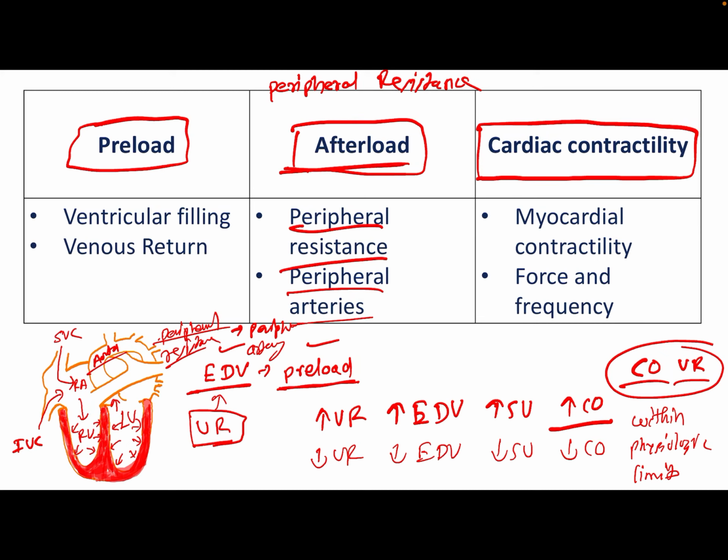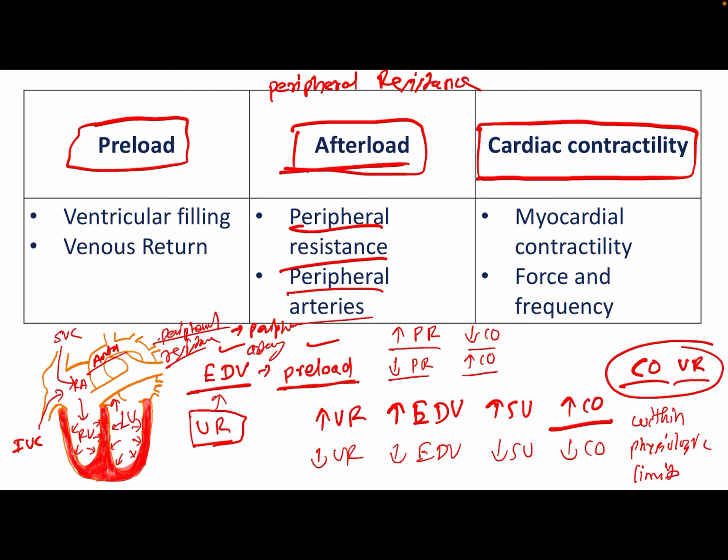If there is an increase in the peripheral resistance, there will be a decrease in the cardiac output, and if there is a decrease in the peripheral resistance, there will be an increase in the cardiac output. So an inverse relationship is there.